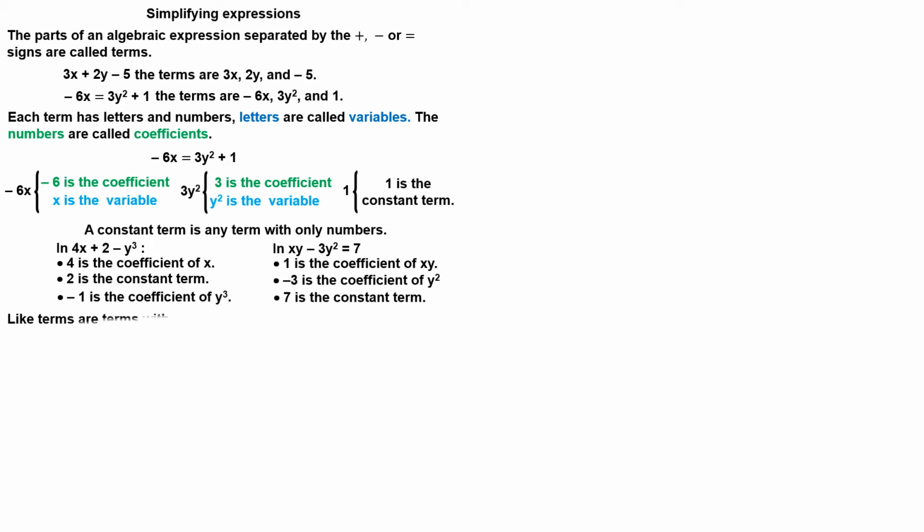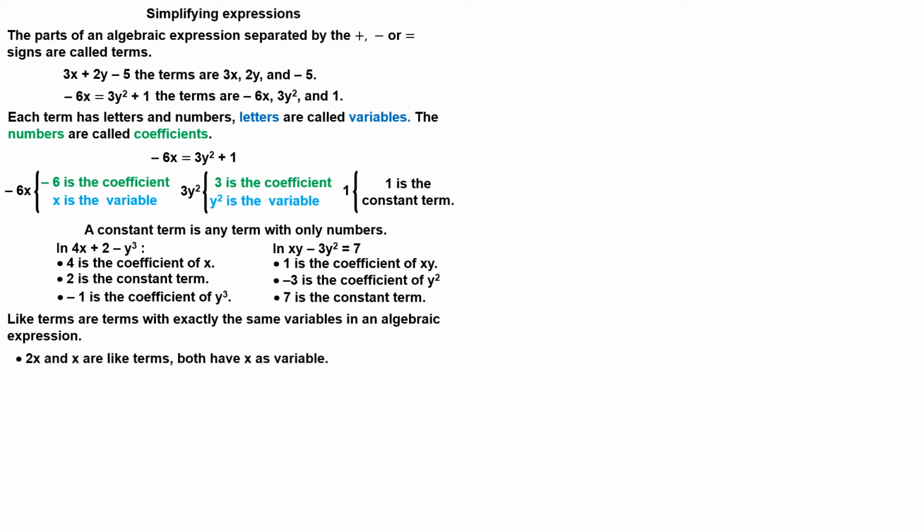Like terms are terms with exactly the same variables in an algebraic expression. 2x and x are like terms, both have x as a variable. Minus xy squared and 3x squared y are unlike terms. They don't have the same variables. 2 and 5 are like terms, both have no variables.